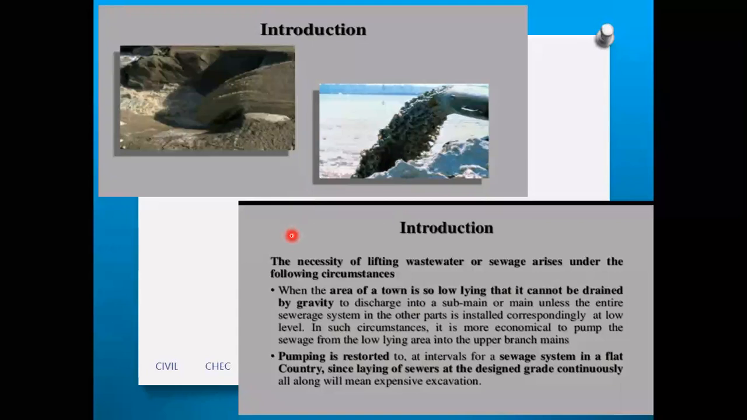Okay, next. The necessity of lifting the wastewater or sewage arises under the following circumstances. Why is there a need of lifting wastewater? Because when the area of the town is so low lying that it cannot be drained by gravity. In low lying areas, the places which are located at high levels or some other terrain areas where there is no chance of getting the gravity principle to discharge the wastewater into mains or sub mains, in other parts it is installed correspondingly. In such circumstances it is more economical to pump the sewage from the low lying area into the upper branch mains.